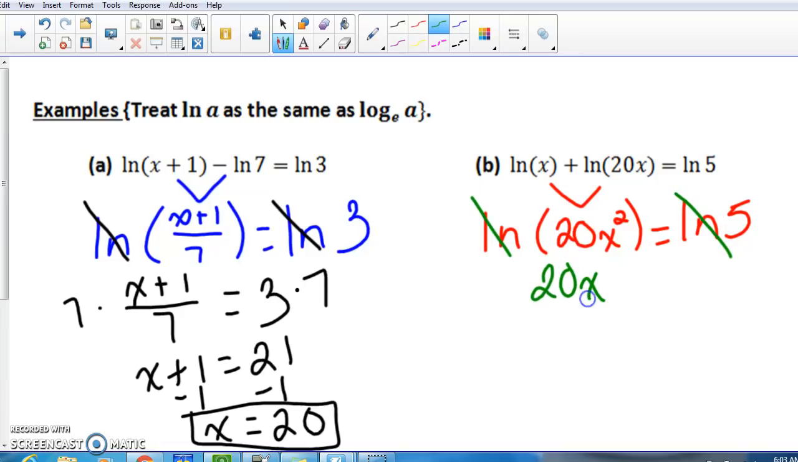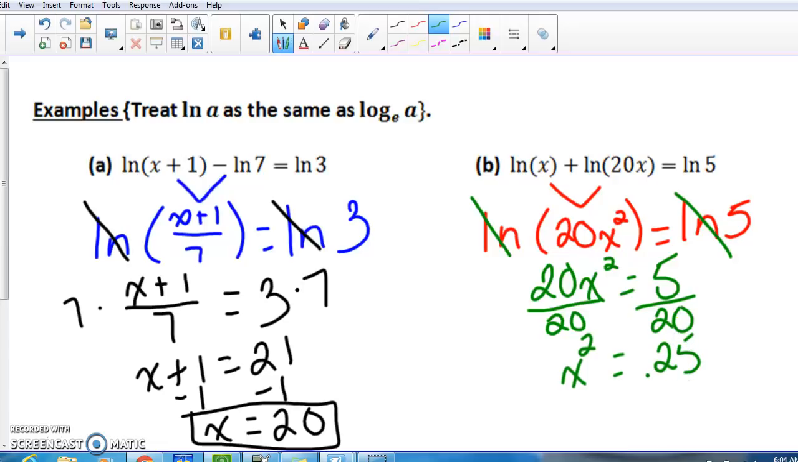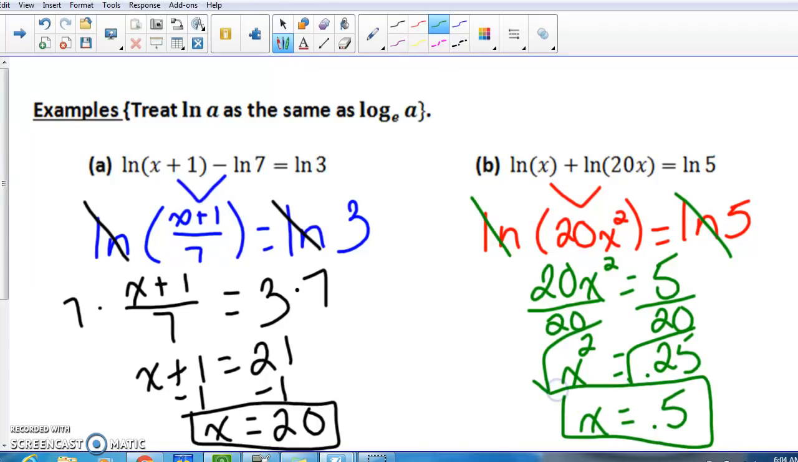So I get 20x squared equals 5. Now I know you see that x squared, but don't square root it first. First thing you have to do is get rid of 20. So divide by 20. So you get x squared equals 0.25, or 1/4. If you wrote it as 1/4, that would be totally fine too. And then you take the square root, and your x value should be 0.5. Like I said, guys, right now we're pretty good. I mean, this is the same properties we were using, just with a different abbreviation in front.